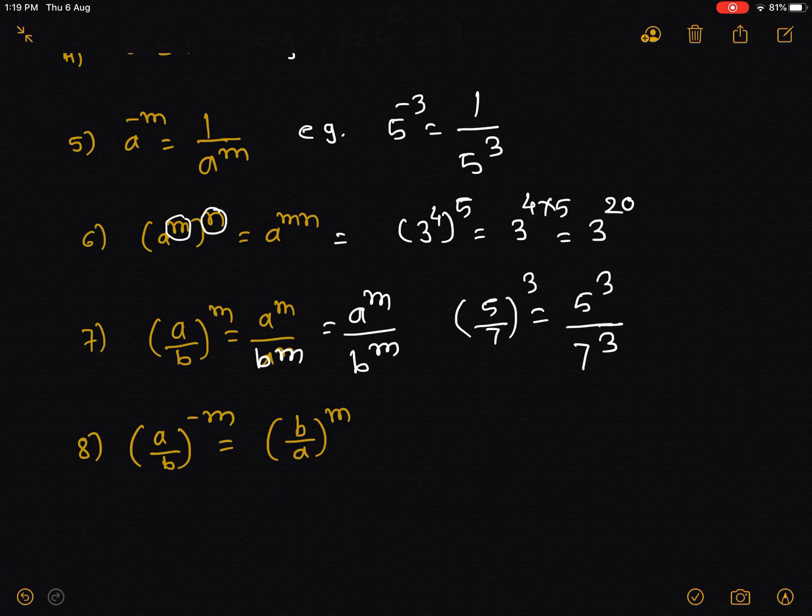The last law, a upon b raised to minus m. Then we get b upon a. That means it is the inverse form of this rational number. a upon b becomes b upon a and raised to m. That means the negative index becomes positive. Then see the example, 5 upon 7 raised to minus 3. We get 7 upon 5, the inverse form of this rational number, raised to 3. The index minus becomes plus.